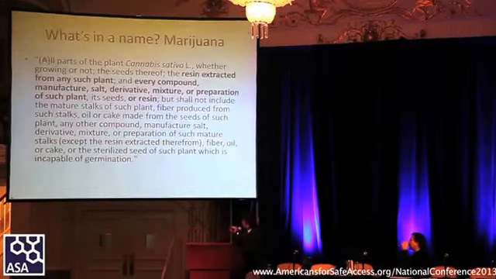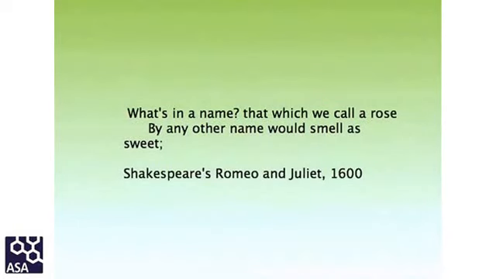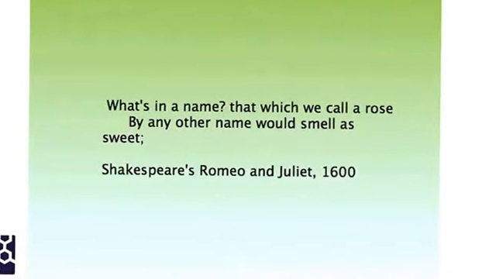So all of these things, remember: what's in a name? Any compound, any resin, any salt, derivative, mixture, or preparation of the plant marijuana is marijuana. So keep that in mind. And I thought I'd put in Shakespeare's Romeo and Juliet, 1600: What's in a name? That which we call a rose by any other name would smell as sweet.